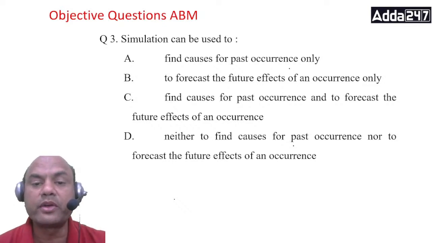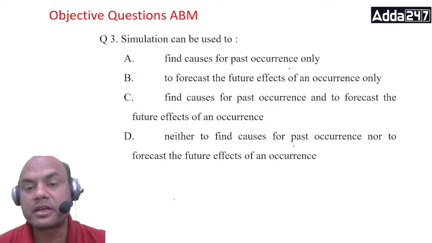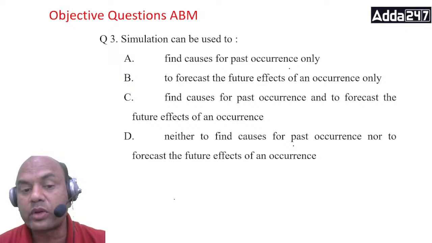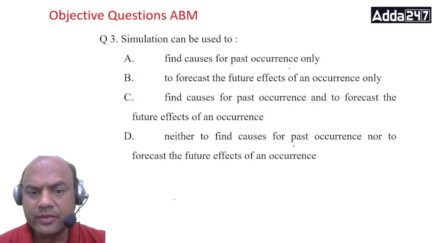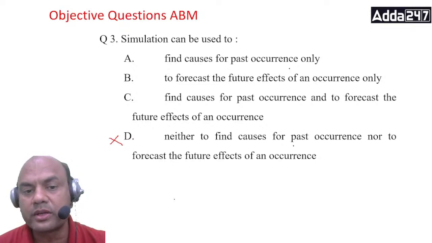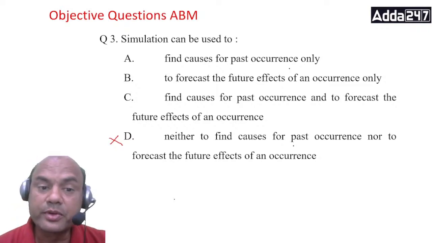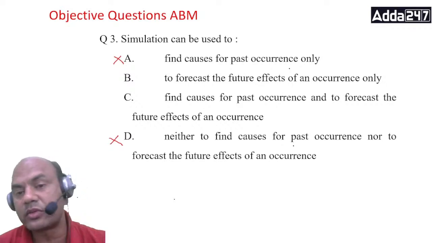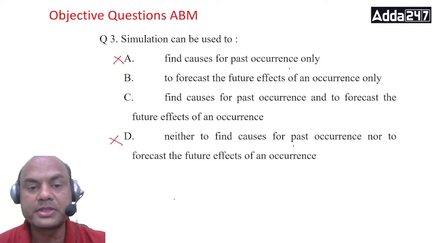Simulation can be used to, meaning why do we use the simulation? A. To find causes of the past occurrences only. B. To forecast the future effects of any occurrence only. C. To find the causes of the past occurrence and to forecast the future effects of an occurrence. D. Neither to find out the causes of past occurrence nor to forecast the future effects of any occurrence. Now obviously D is not the answer. A is also past occurrence only, that is not the right answer. So you will get confused between B and C. Now type in the comment section, let me see everyone.